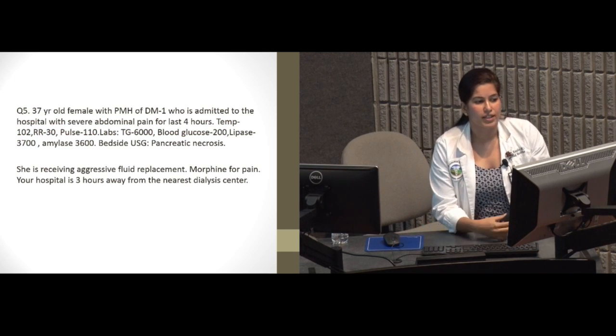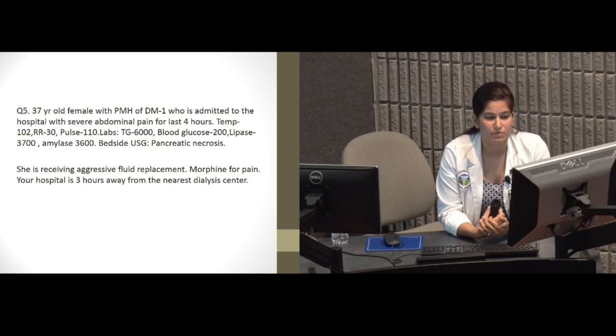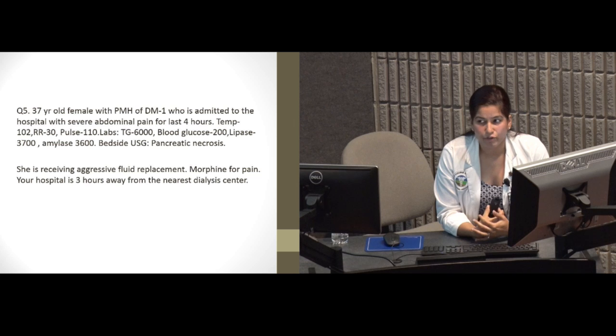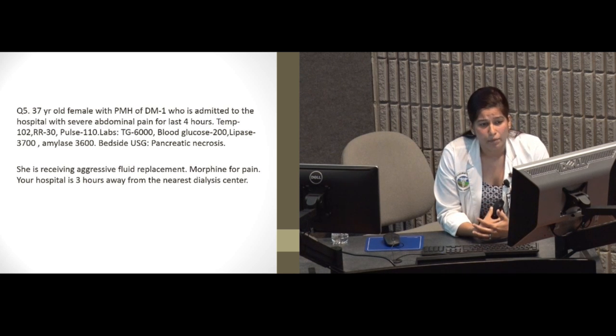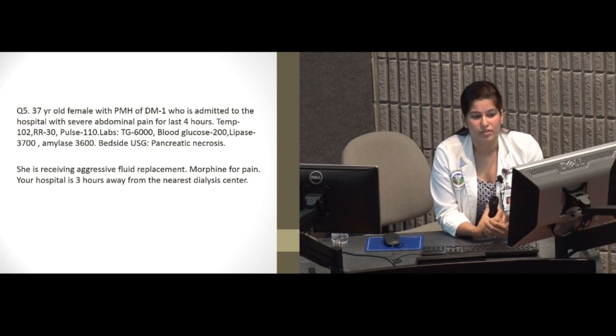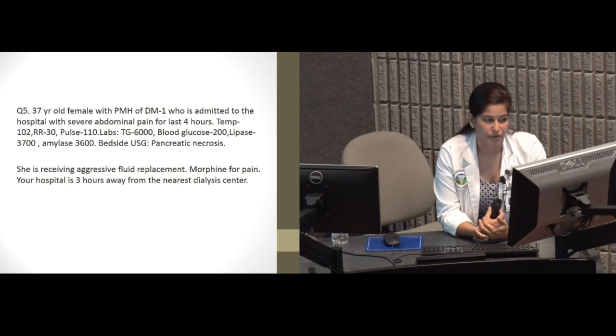Okay, so next question is, a 37-year-old female with a past medical history of diabetes. She's admitted to the hospital with abdominal pain for the last 4 hours. She has a temperature of 102, she's tachypneic, tachycardic, her triglycerides are 6,000. Her blood glucose is 200, not that bad at all. Lipase and amylase are high. Ultrasound was done and it shows pancreatic necrosis.